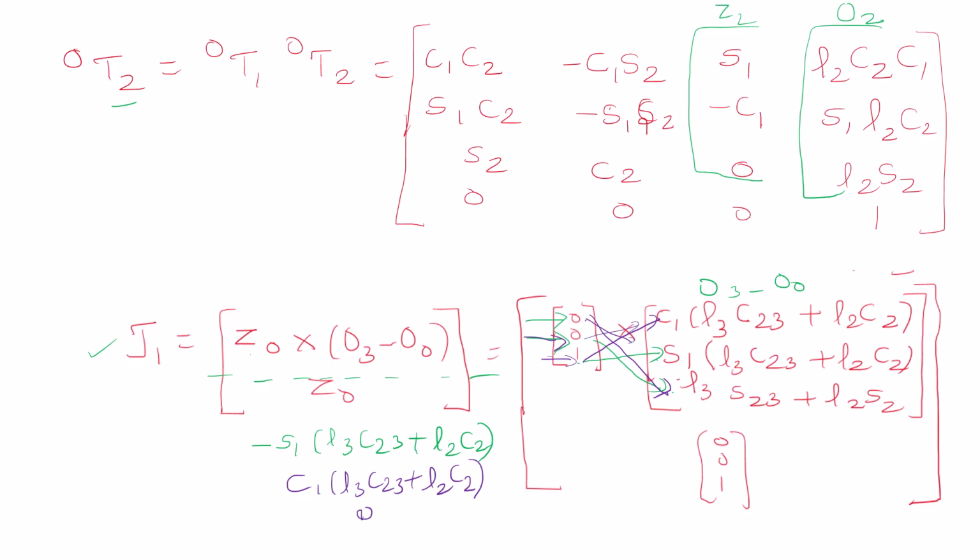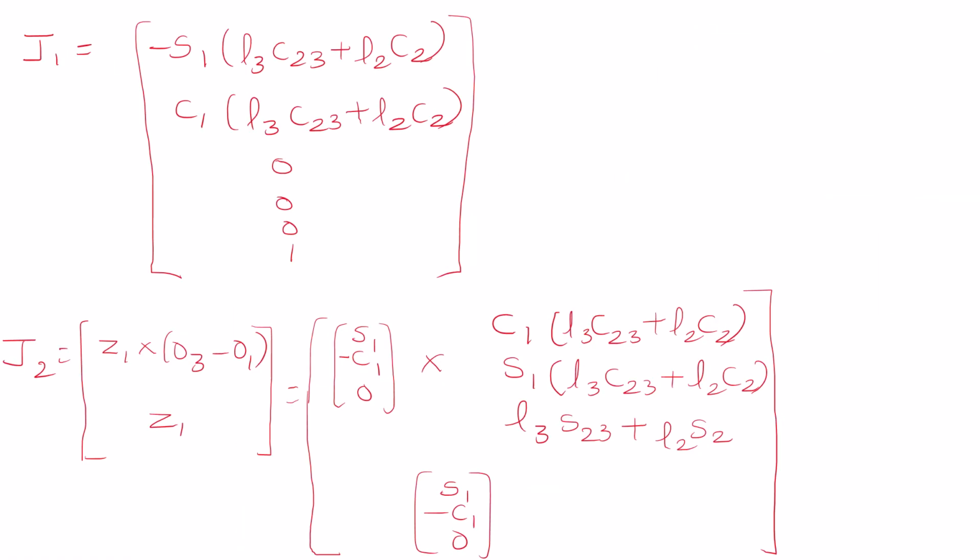And Zi minus 1, here it is Z0, which is 0, 0, 1. So this will be your J1 column. That is what I have just written here. J1 is equal to this column: minus S1 into L3C23 plus L2C2, C1 into L3C23 plus L2C2, and 0, 0, 0, 1.